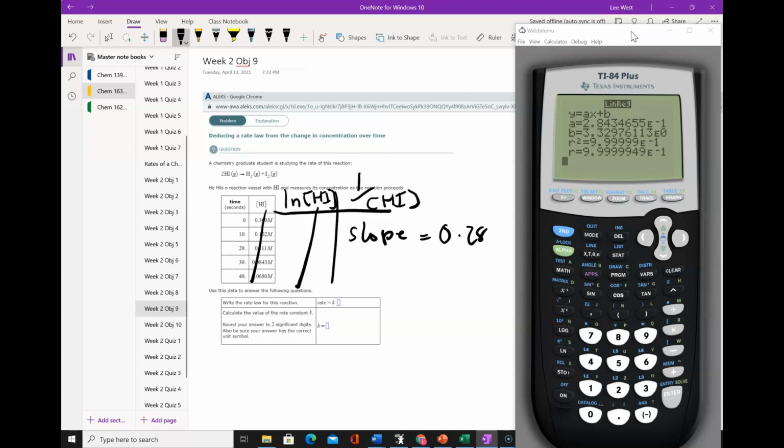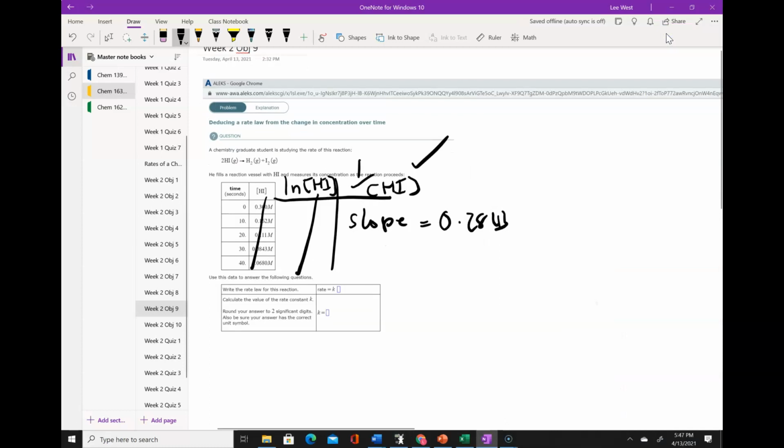0.2843. And so we know that it is second order and we've got the slope there. All right. So now we're ready to go.